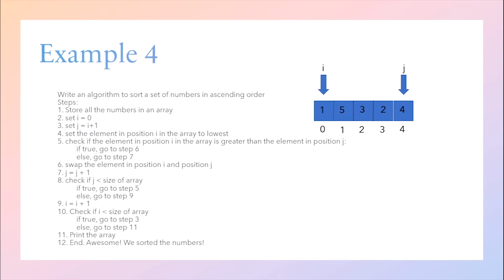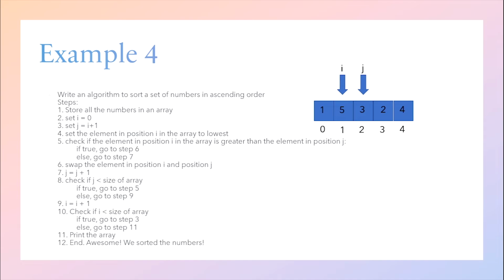So because 5 is not smaller than 5, we are going to go to step 9, which tells us to increase I. And we check if I is smaller than the size of the array. So we increased I, and we check that I is smaller than the size of the array because 1 is smaller than 5. So because that's true, in step 10, we go back to step 3, which tells us to set j equals I plus 1.